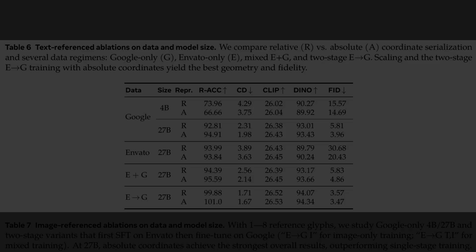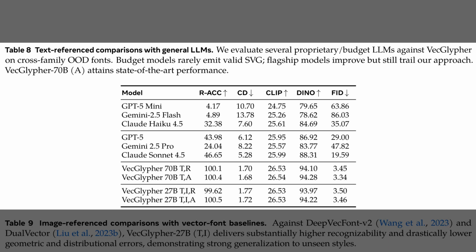Alright, with the training recipe set, Table 8 pits VecGlypher against general-purpose giants like GPT-5 and Claude Sonnet. The first 2 sections list proprietary models, which generally struggle. The best performer, Claude Sonnet 4.5, only reaches about 47 relative accuracy. In contrast, the bottom row shows that VecGlypher 70B dominates the leaderboard, hitting over 100 accuracy and reducing the chamfer distance geometric error by nearly 70% compared to the strongest baseline.